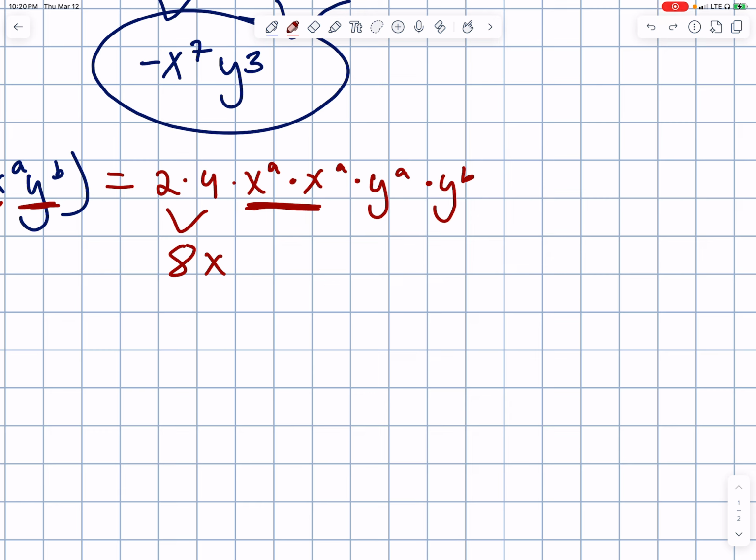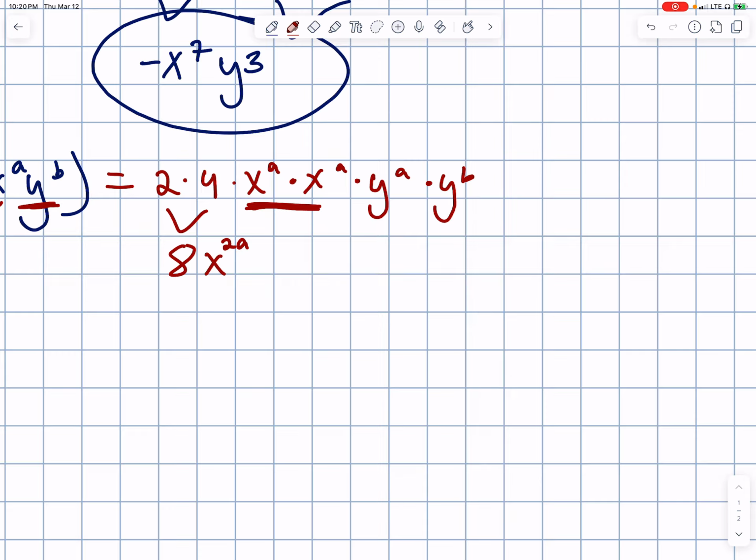So we have here x, and how many a's do we have? We have two a's. You can't add a and a and say it's a squared. It would be 2a. So 8x to the 2a power, I guess you could say.